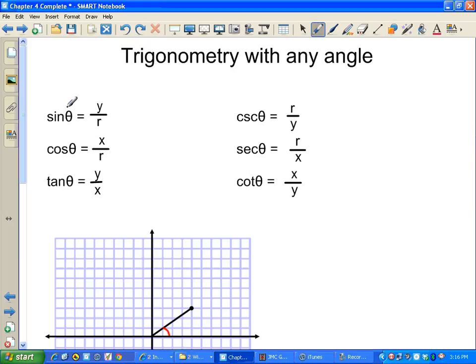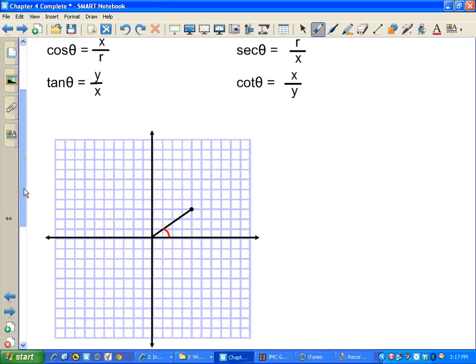So what we've got is the sine is now not just y, but y over the radius. The cosine is x divided by the radius. Tangent is still y over x. Cotangent will still be x over y. But cosecant and secant are now going to have an r on the top. So I'll show you how this works.